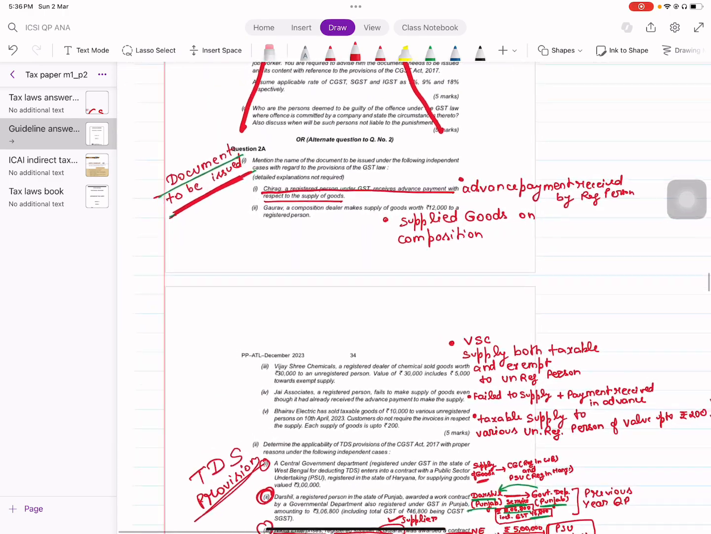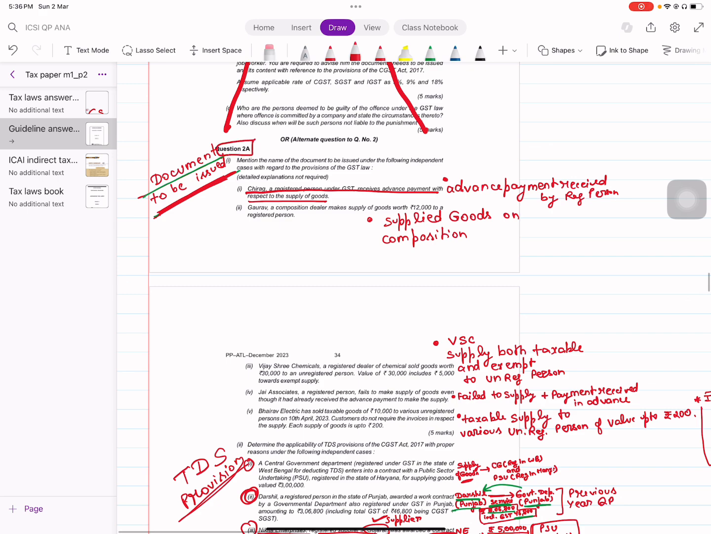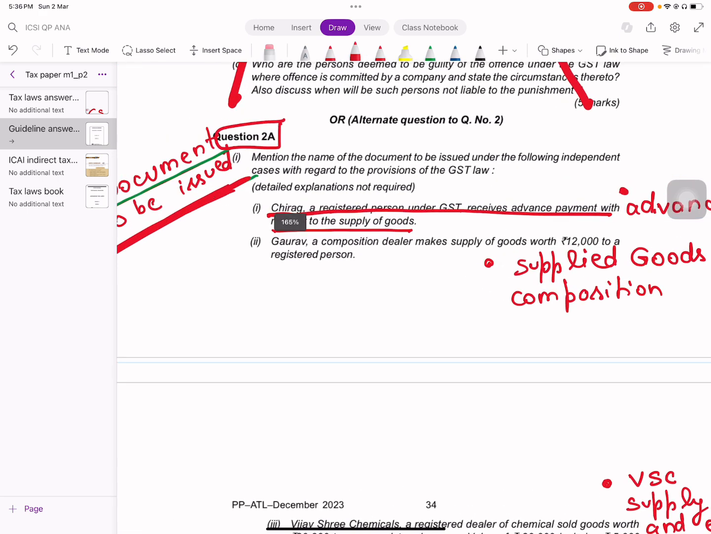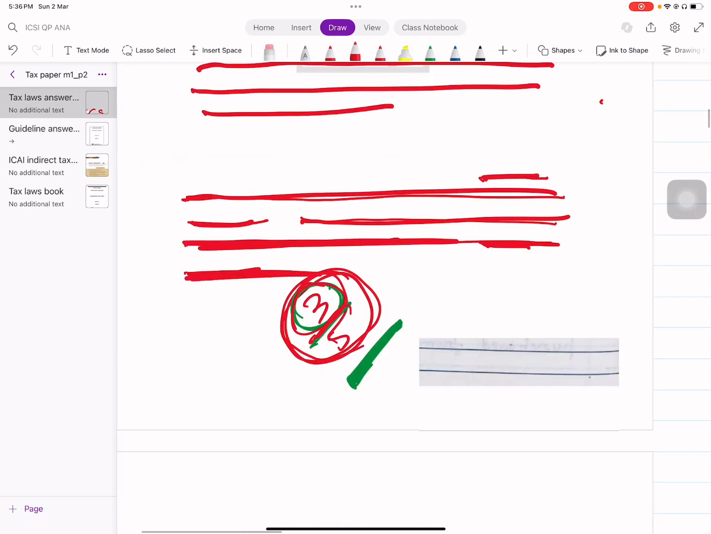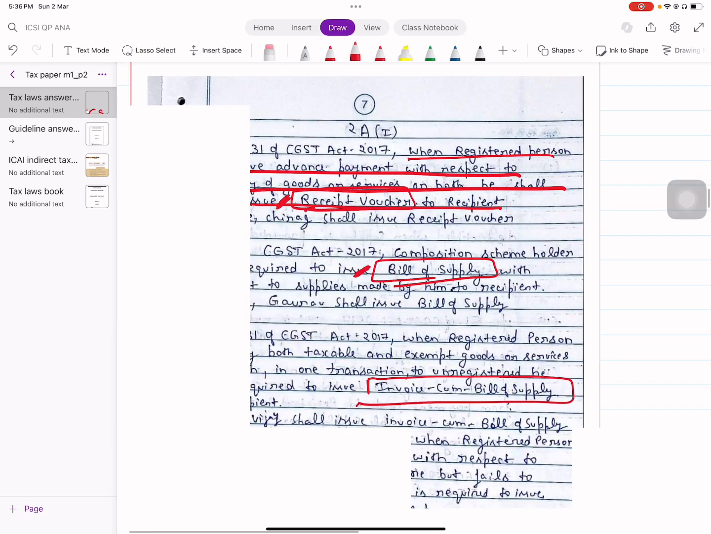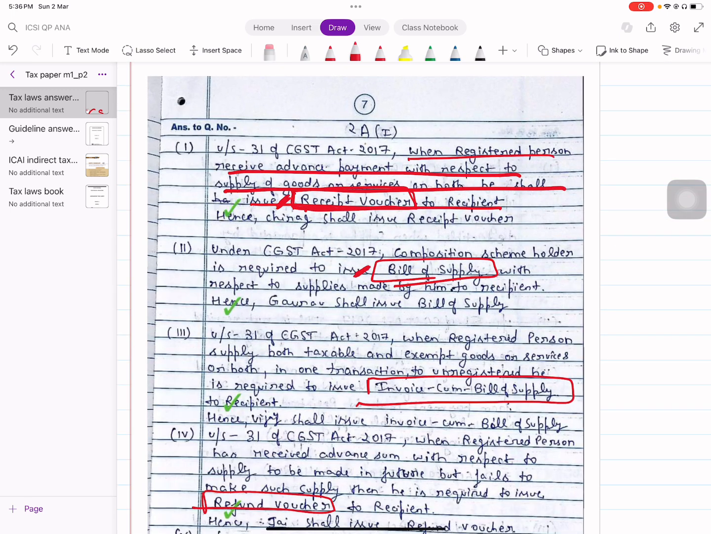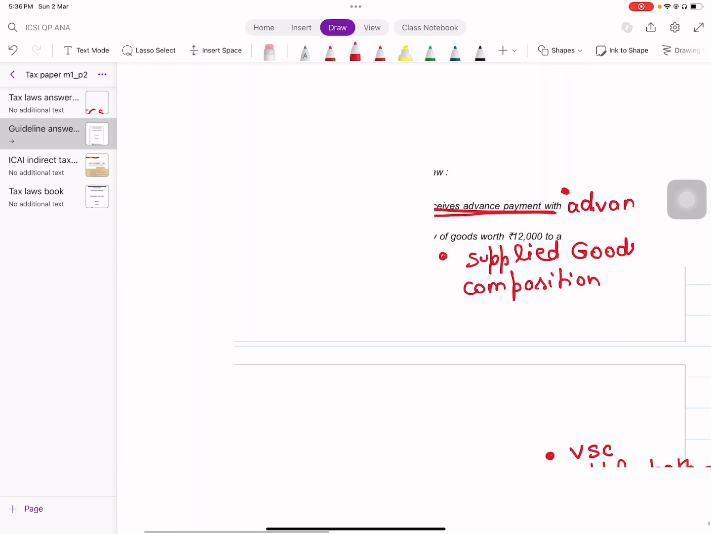Now in question number 2, I have chosen question number 2A. In question number 2A, first, we are required to determine documents to be issued for the following situations. The first situation was: Chirag, a registered person under GST, received advance payment with respect to supply of goods. Now in this case, we have to issue a receipt voucher. For advance payment received, we have to issue a receipt voucher. And my answer was correct.